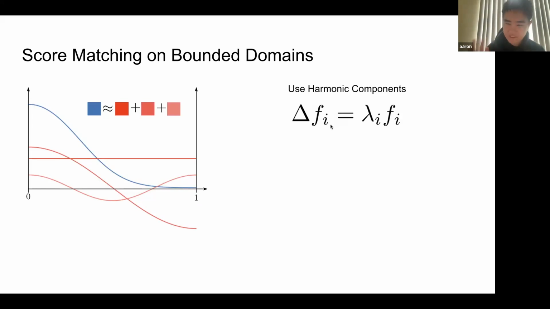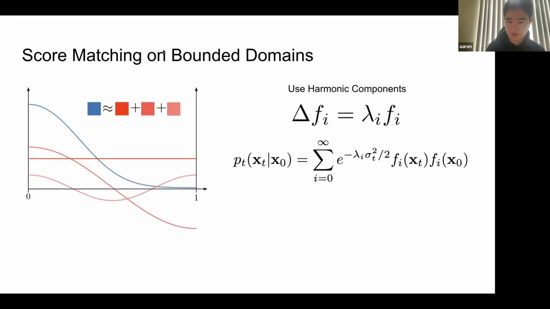And once you have these functions phi_i and their requisite eigenvalues lambda_i, then you can construct the heat kernel, which is the transition density, as follows. You sum up over all of your phi_i and lambda_i, and you take this product, where you have e to the power of negative lambda_i times your, quote unquote, standard deviation, and then you multiply this out by these two phi's given here.